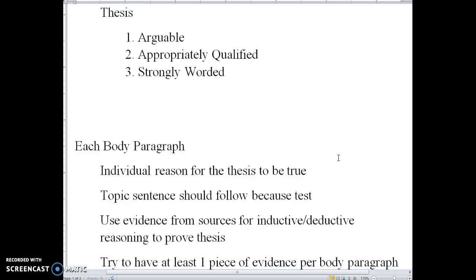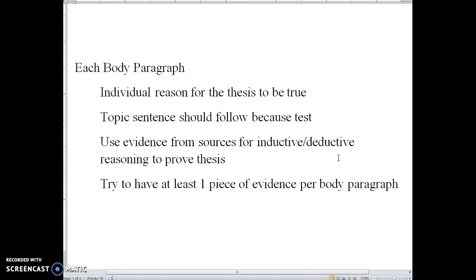From there, we're going to actually support the thesis, prove the thesis. You remember, our thesis statement is at the top of our pyramid. Then we have individual reasons that the thesis is true. And then we have evidence and support to show why the reason is true and thus why the thesis is true. This is something we went over at the beginning of the unit as well.